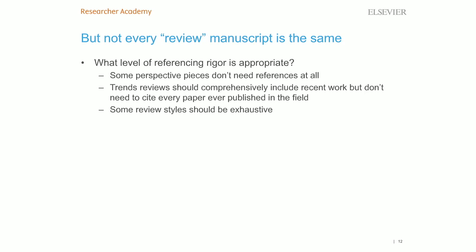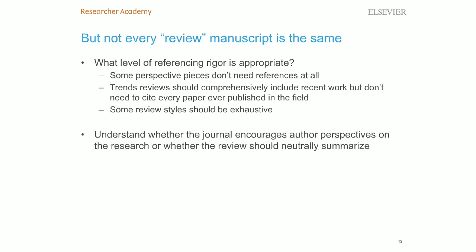Some review styles, on the other hand, should do that and should be exhaustive. For instance, if you're reviewing one of these annual reviews kind of papers, then make sure that everything published in that year has been included. So this goes back to understanding what the journal wants you to do as a reviewer.